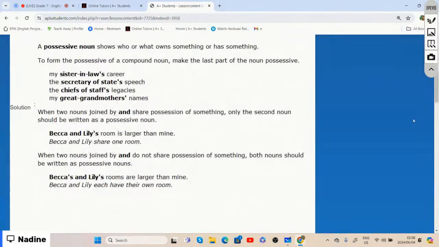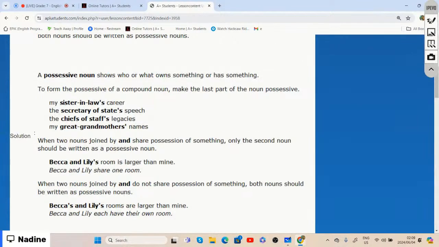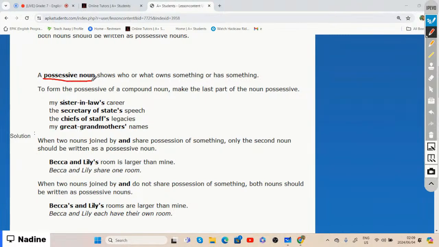All right, like for example, over here, it says a possessive noun shows either who or what owns something or who or what has something. And basically, to form the possessive of a compound noun, you need to make the last part of the noun a possessive. So the last part of the noun is a possessive.